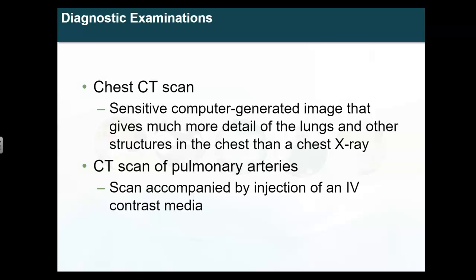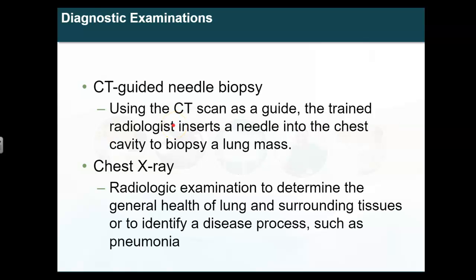And then there's an MRI, which is similar, but it's very loud. We'll talk about those another time. But you can also get a CT scan of your pulmonary arteries, which is accompanied by an injection of an IV contrast media to highlight those on the digital scan so that you can see what's going on in those areas. And then there's a guided needle biopsy with CT, where we do CAT scans, and that helps us place needles so that we can insert a needle into the chest cavity to biopsy a lung mass.